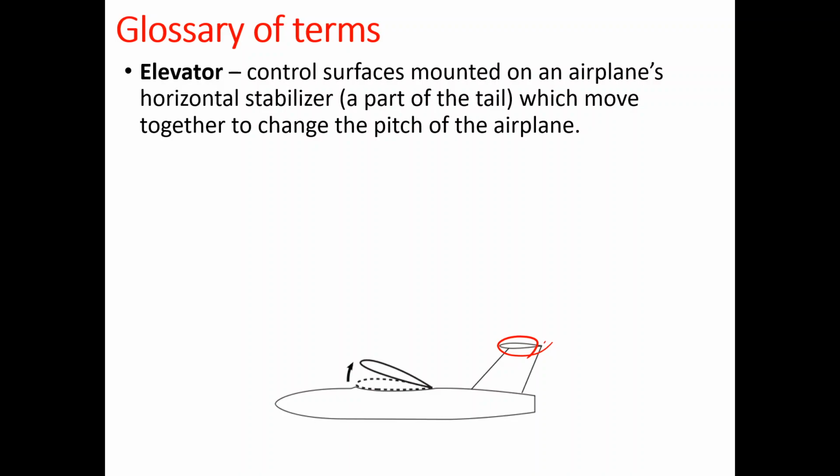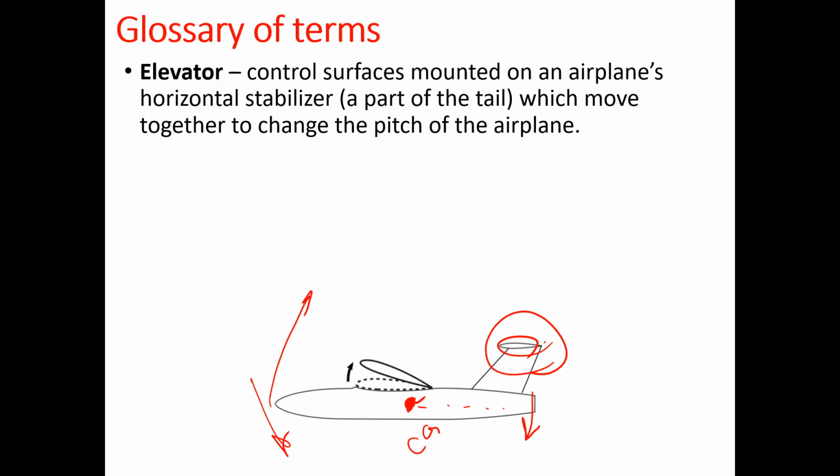Elevators are always part of the tail, which moves together to change the pitch of the airplane. You may ask, why are the elevators part of the tail? That has a pretty simple explanation. You want to make sure that you are giving it the maximum amount of moment to the lower part of the tail as far as the center of gravity goes, so you can pitch up or pitch down with the lowest amount of force, right?